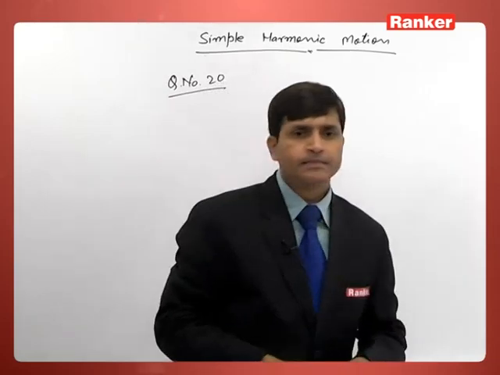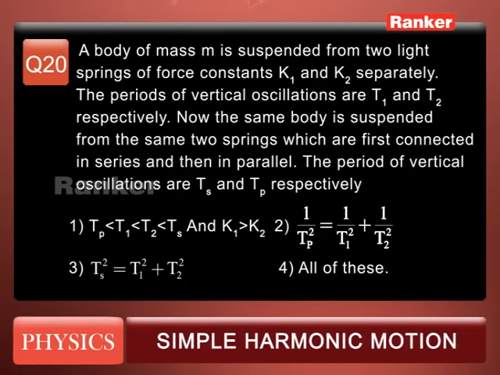Question number 20. A body of mass m is suspended from two light springs of force constant k1 and k2 respectively. The periods of vertical oscillation are T1 and T2. Now the same body is suspended from the same two springs, first connected in series and then in parallel. The periods of vertical oscillations are Ts and Tp respectively.